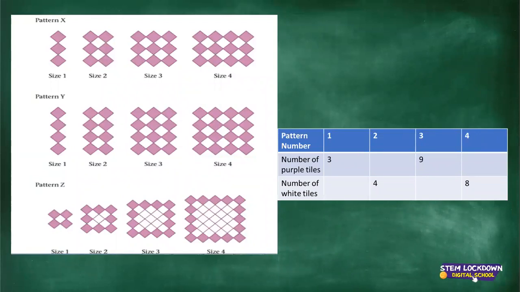If we're having size 6, we have a constant of 4. What is the number of purple tiles? Thank you so much. It will be 24. The correct answer is 24. For size 6, the correct answer will be 24. And what will be the number of white tiles?